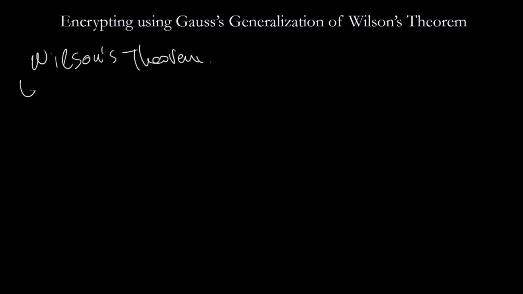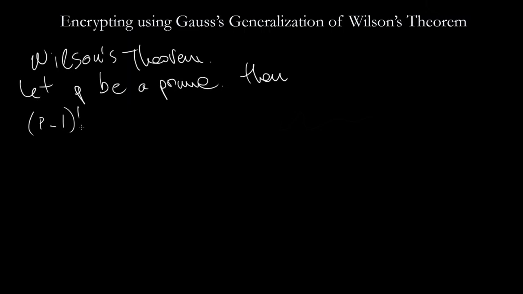It says: let P be a prime number, then it's true that (P minus 1) factorial is congruent to -1 mod P. To be a little more clear, if we unfold these terms, we have 1 times 2 times 3, all the way to P minus 1, is congruent to -1 mod P.